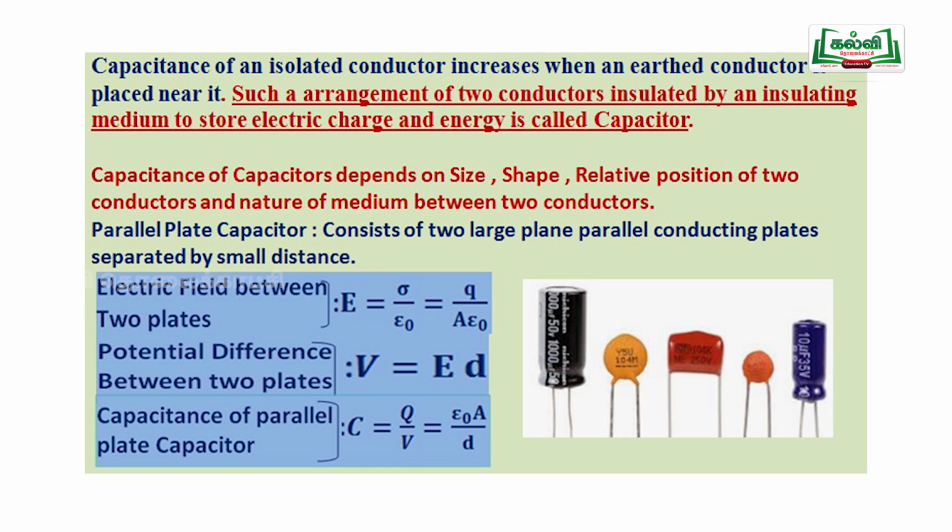Now, I am going to increase the capacitance of an isolated conductor. What we have to do? We have to bring another earthed conductor near it. Such an arrangement is called a capacitor. The capacitance mainly depends on size, shape, relative position of the two conductors, and the nature of the medium between the two conductors. In our lesson, we are having a parallel plate capacitor.